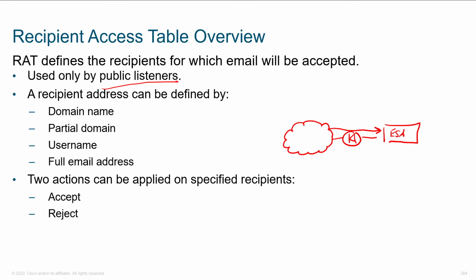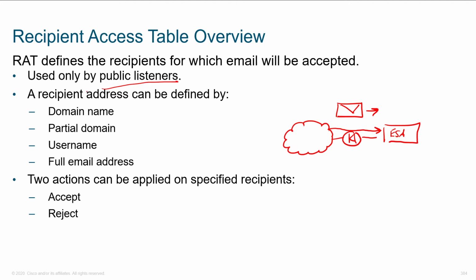When it does, remember that there's connection limits based on things like the IP address, SenderBase score, etc. Well, we can also define who it is that we even want to allow email for. If an email shows up, and I know there's a lot of spammers out there, if it's not my domain, I don't think I even want it.